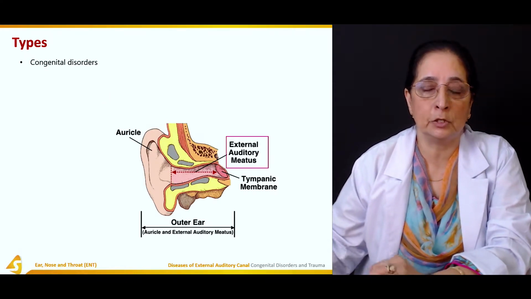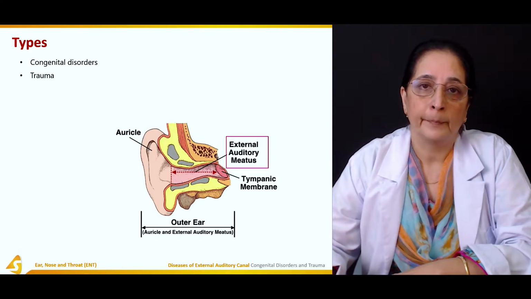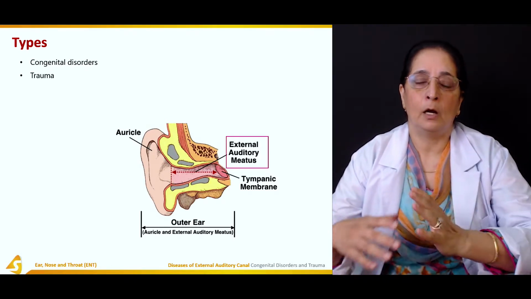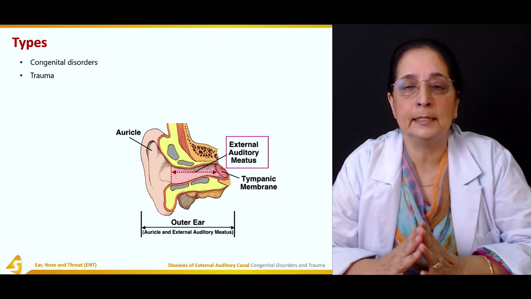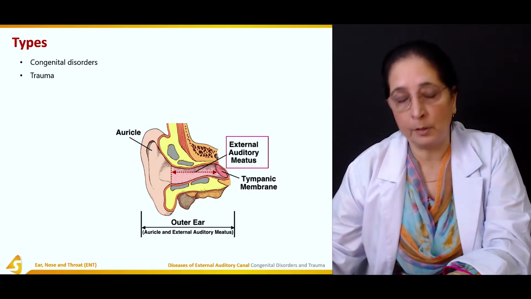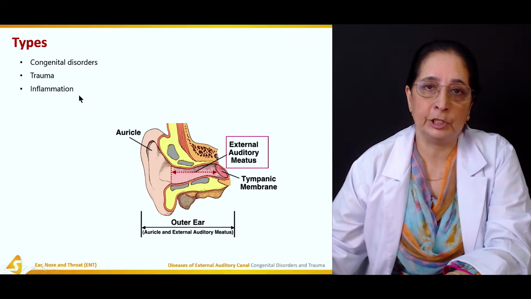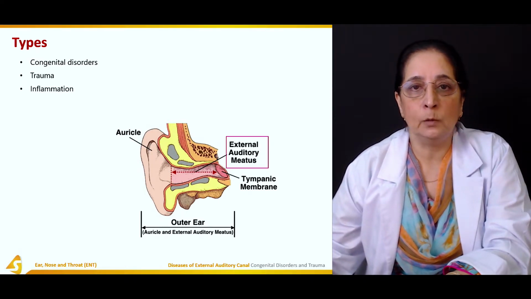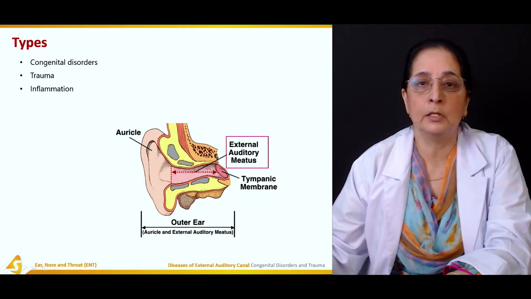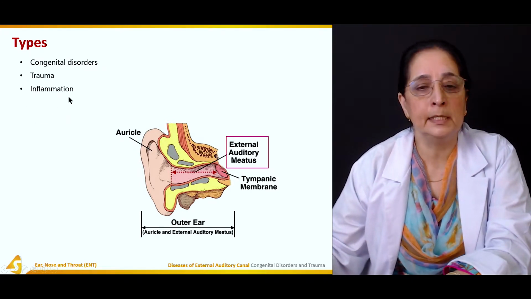There are different types of disorders. It can be a congenital disorder, which is present at birth. It can be due to trauma. The external ear is exposed to the environment, so any injury on the head, any fall on the ear, can cause injuries to the external ear. So trauma is a very common cause of abnormality or disorder of the external ear. Then we have inflammation, any infection, which can be bacterial, viral, or fungal, all of which can affect the external ear. So inflammation is also a very common disorder that can involve the external ear.